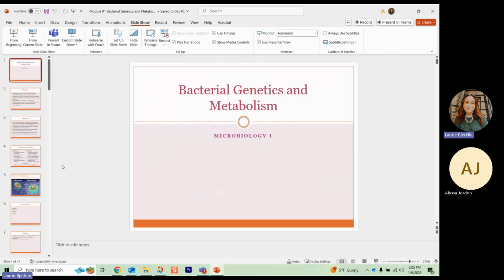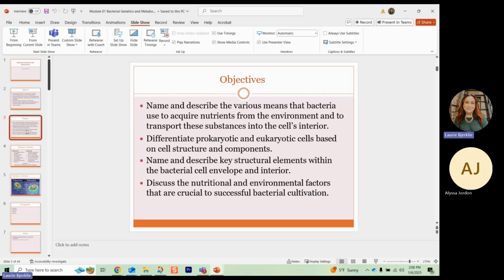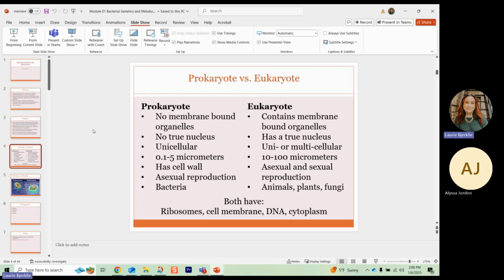I'm just going to keep it in this view because when I go into the presenter view, it doesn't want to work for me. So bacterial genetics and metabolism, there are objectives for the PowerPoint and for the week, as always. I'm not going to read those to you. You guys know how to read. So we're just going to first start out with prokaryote versus eukaryote. And this is just a reminder coming back to A&P. Like I said, we don't always retain everything. So you might hear these words once in a while in the beginning here as we're describing our microorganisms.